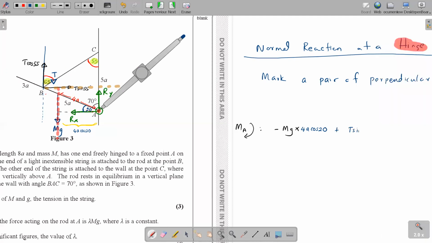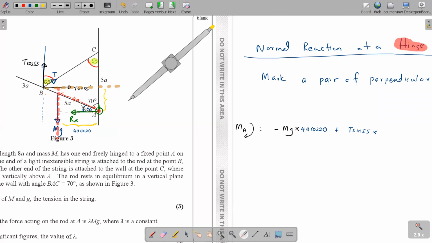T sin 55. But what's the perpendicular distance between point A and this yellow color kind of line? Can you guys get the perpendicular distance? Shall I erase all these? What's the perpendicular distance from point A to this dotted yellow color line? Do you see it, this distance?